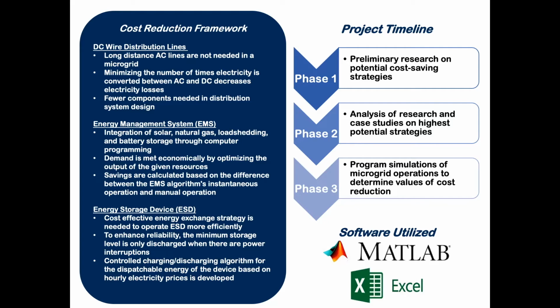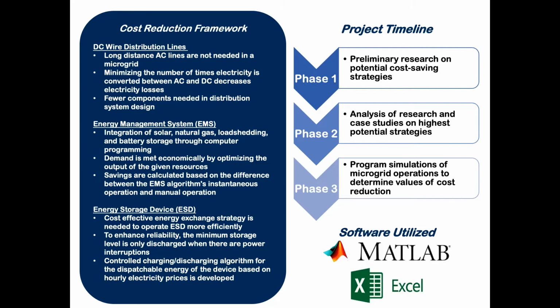One design element used was DC distribution lines. In typical grids, long-distance transmission lines are needed. However, due to the smaller size of microgrids, those are not necessary to use, and incorporating DC lines allows us to reduce the amount of times the current must be converted between AC and DC, which helps eliminate sources of loss, as well as requiring fewer components in the system design.